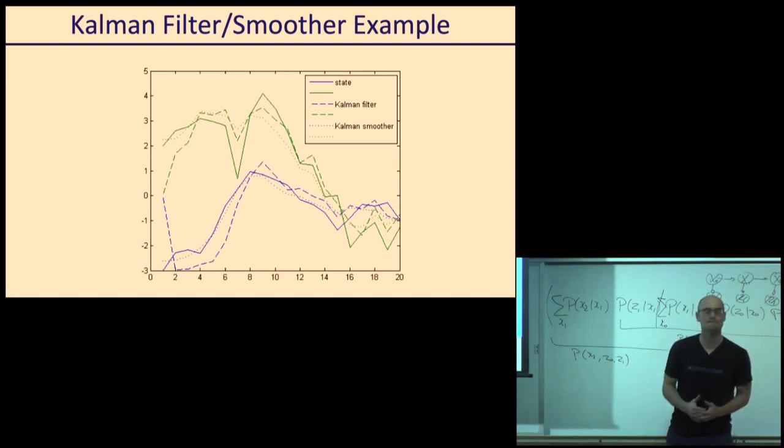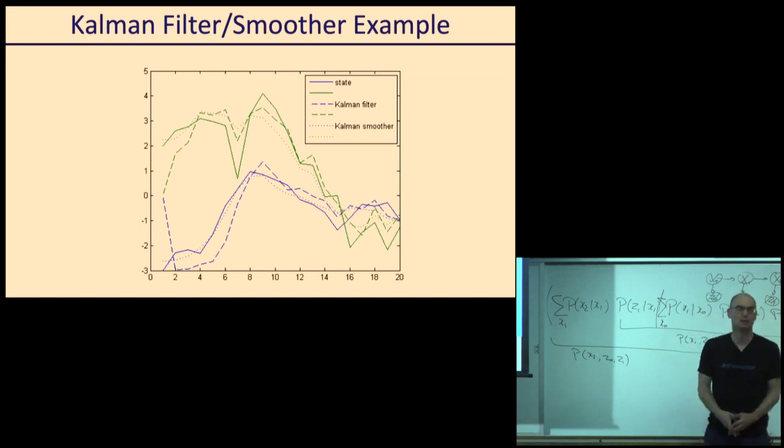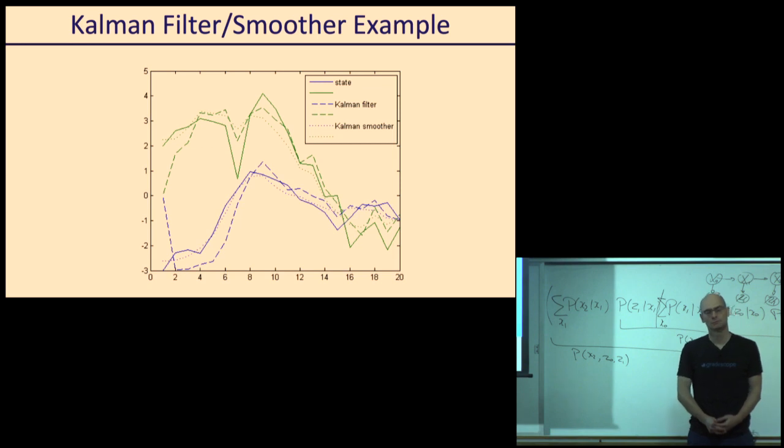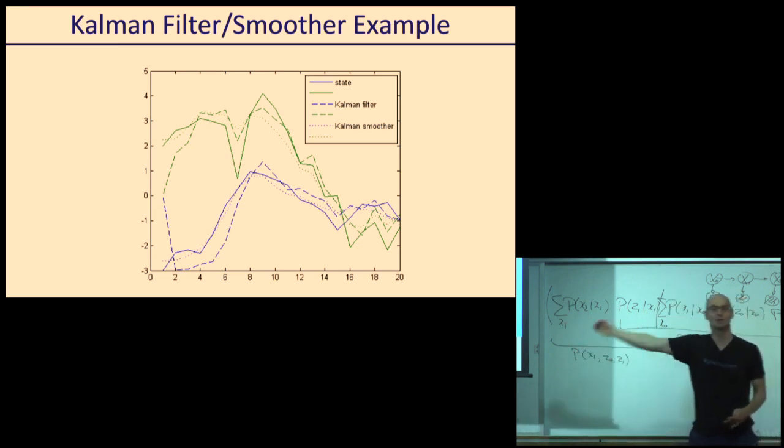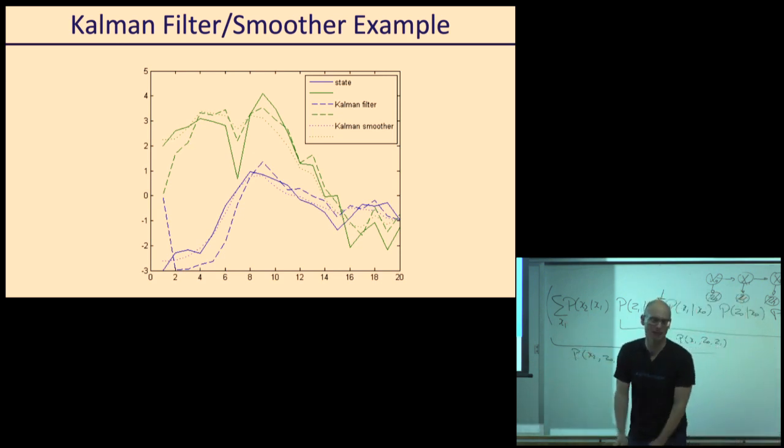Yes? What's an example of a smoother being useful in that you want to know the posterior given future evidence? Okay. Yeah, so the question is about the smoother being useful. I'm going to defer the answer to that till the second half of lecture, because we're kind of building up to where we're going to use it. And so let's see if we still have that question after lecture. But it's a very valid question, just a little bit of patience.